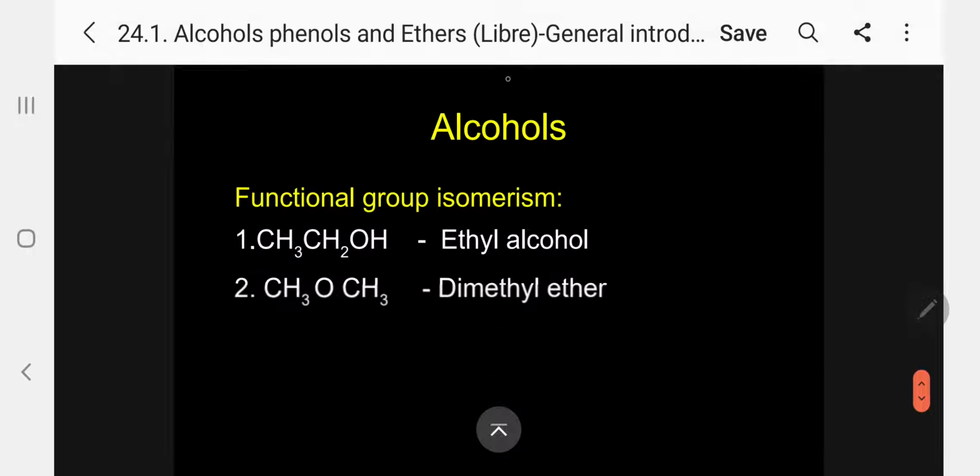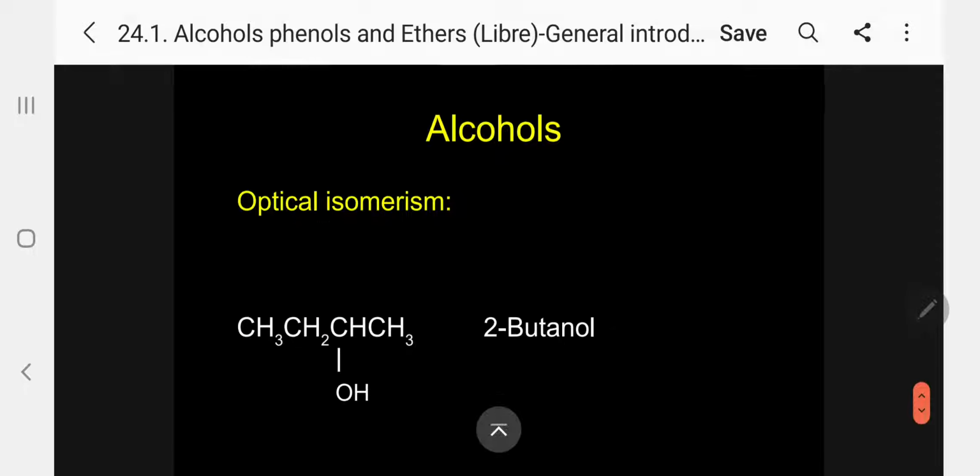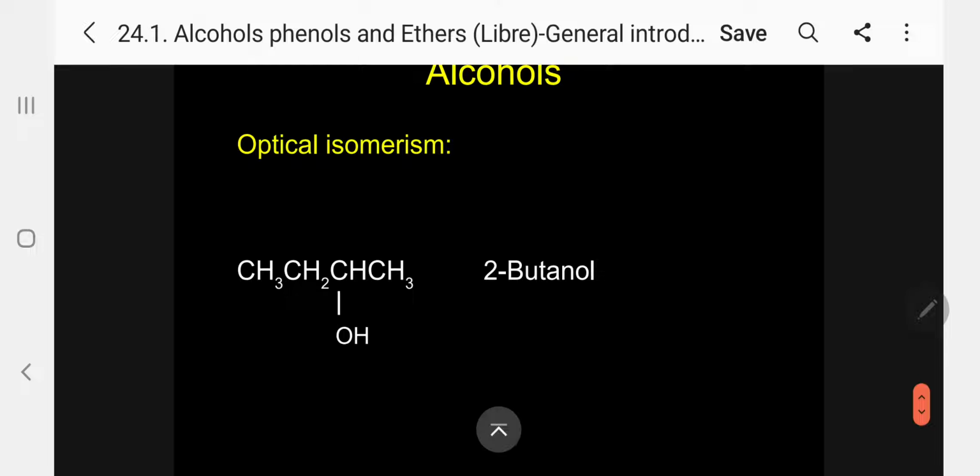Okay, then functional group isomerism. So the first case, same molecular formula C2H6O, ethyl alcohol and dimethyl ether are examples of functional isomerism. Here the functional group is OH, here it is O. Then optical isomerism is possible. You know optical isomerism, what is the basic important condition? Asymmetric carbon atom. So 2-butanol has an asymmetric carbon atom.